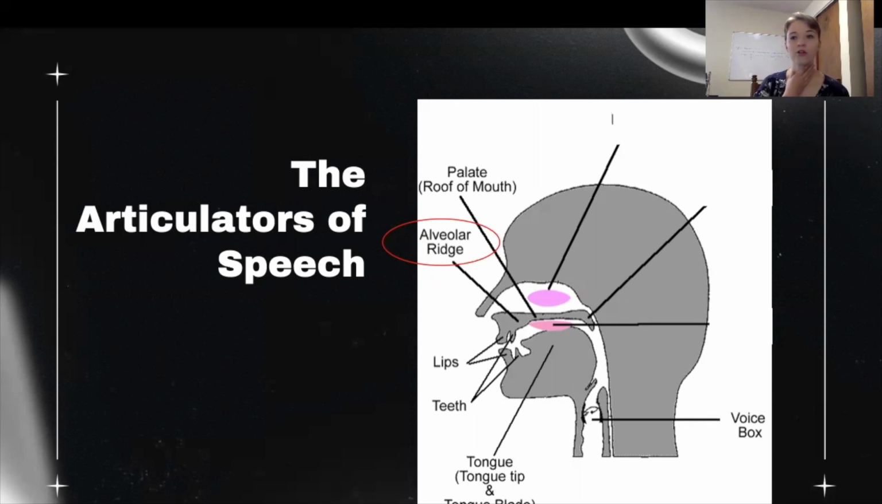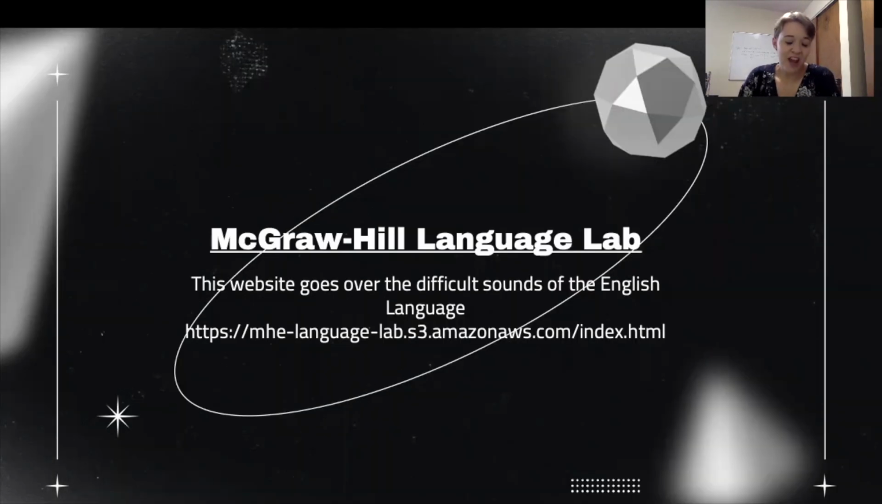and then we also use the voice box, or the vocal cords. So if you put your hand on your throat and you feel some vibration, that is your voice box or your vocal cords. And so if you say "b," you can feel it vibrating. And then if you say "p," you can feel it not vibrating. Still, this can be fairly complicated.